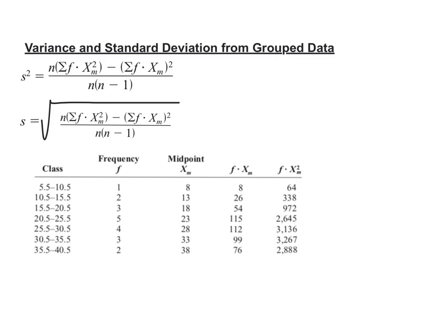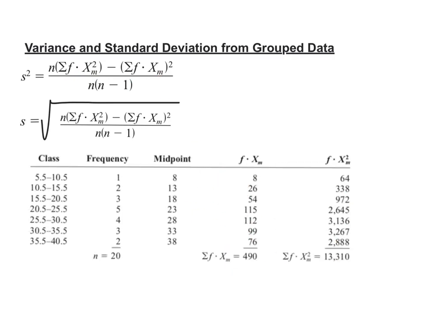So go ahead and get those numbers down. So again, here's what we found. This one is the frequency times the midpoint squared, which is this column. This is the frequency times the midpoint, which is this column. I need the sum of those columns. So I need to add these two columns up. That's what that all gives me. The sum of this column here is just 490 when you add these up. The sum of this column here is 13,310, and the sum of the frequencies is 20, because I'm going to need that here. So I have everything I need now to plug into this formula.